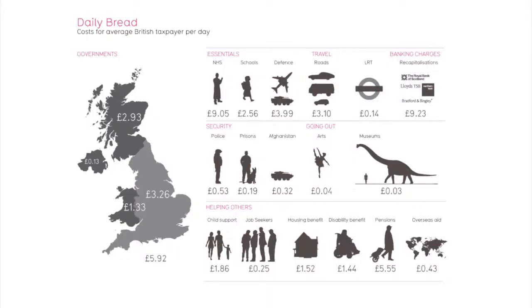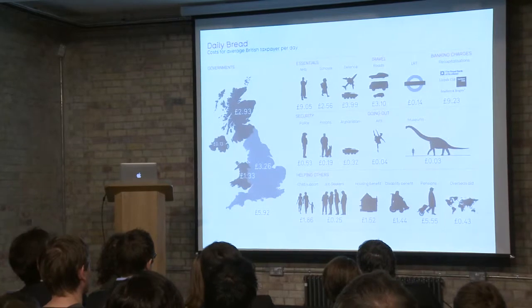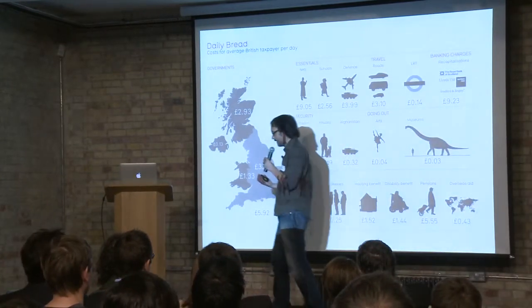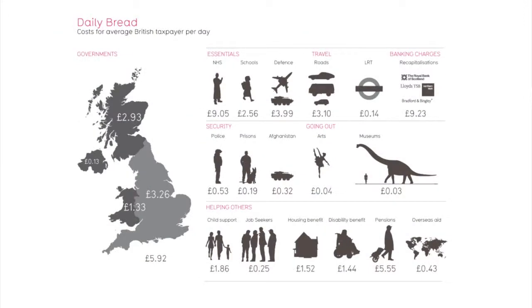So here you can see you contribute £9 a day to the NHS, 3p a day to museums, and £2.93 to Scotland. Which, I don't know, you may think is good value. I was recently there, and of course it is. But again, this is an attempt to make the data create a relationship between a human and the information.